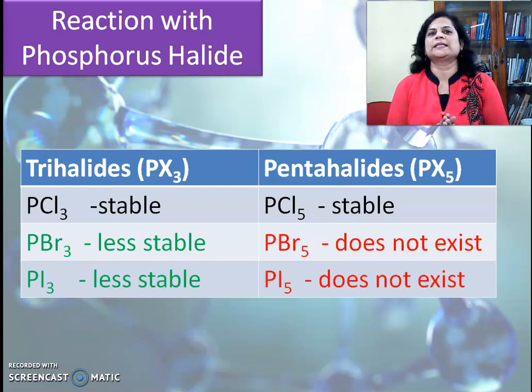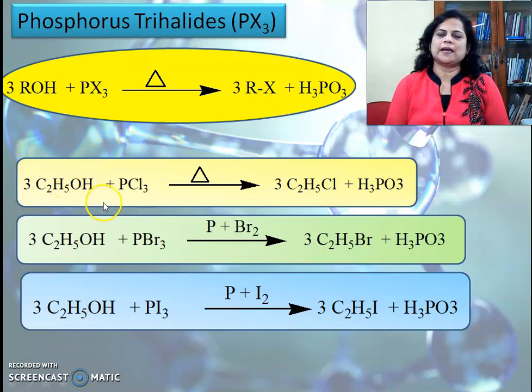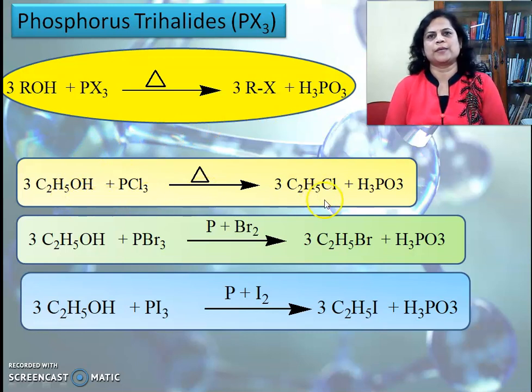First we see the reaction of alcohol with phosphorus trihalide, that is PX3. When alcohols react with phosphorus trihalides, they form alkyl halide and phosphorus acid. Now see the reaction. When ethyl alcohol reacts with phosphorus trichloride on heating, what do they form? Ethyl chloride and phosphorus acid.